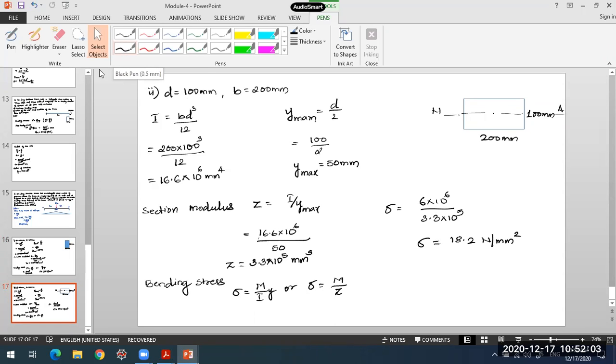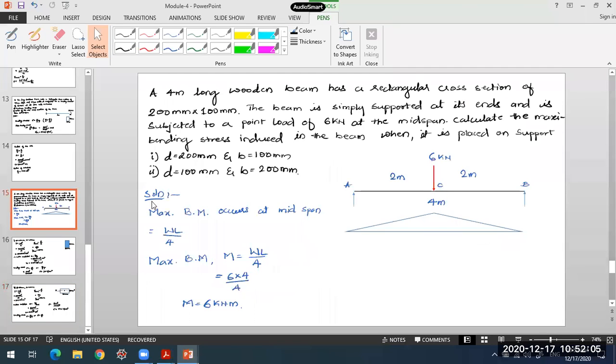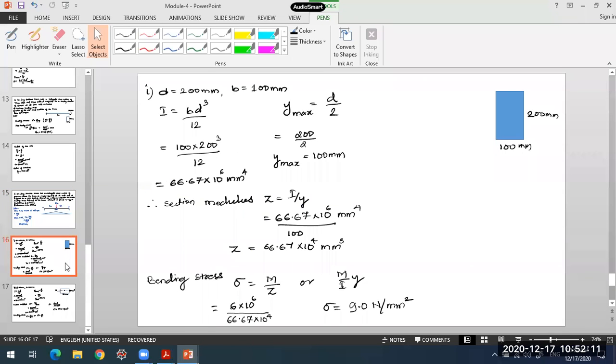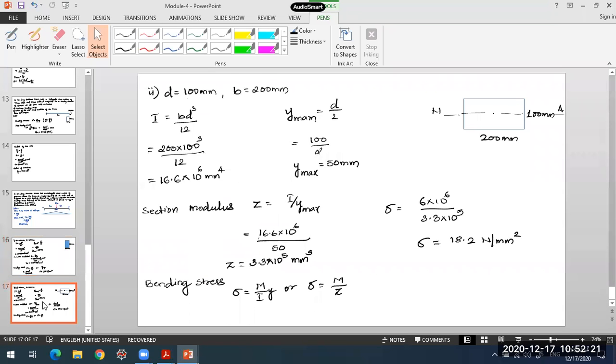So that is what we have seen in this particular example in two cases, when the depth is 200 mm and when the depth is 100 mm. Depth has more effect on the stresses. The more the depth, the lesser the stresses in the beam due to bending. The lesser the depth, the maximum stresses will increase.